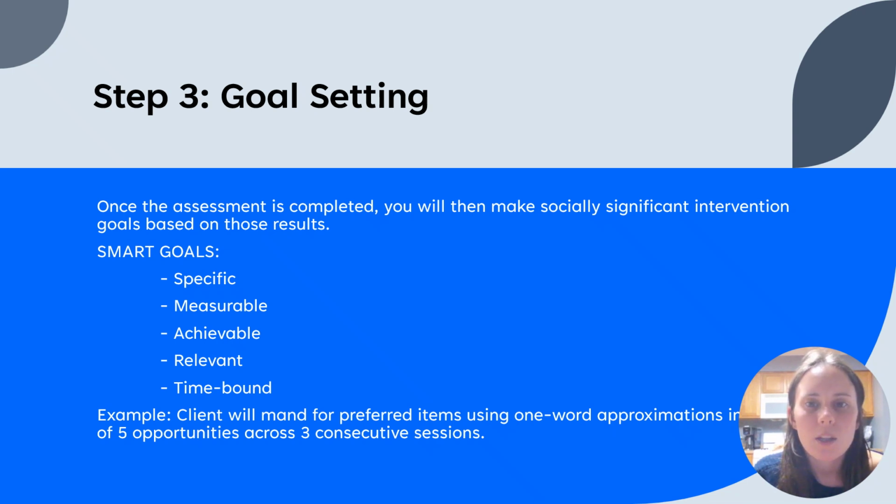And then A would be achievable. You need to make sure that the goal is realistic and attainable for your clients. And then relevant. The goal should be socially significant and meaningful to the client's life. And then time bound. This means that there needs to be a specific timeline. In the example that I provided, they need to reach 80% for 3 consecutive sessions. So once those 3 consecutive sessions, if they reach 80 to 100% mastery, then they master that skill.